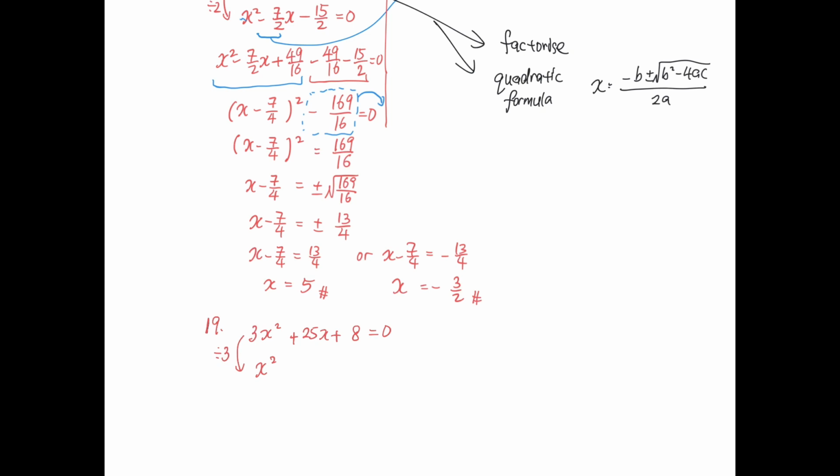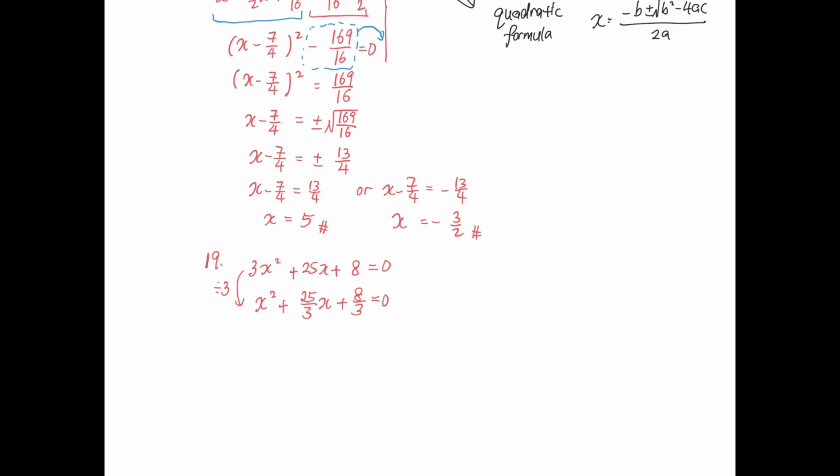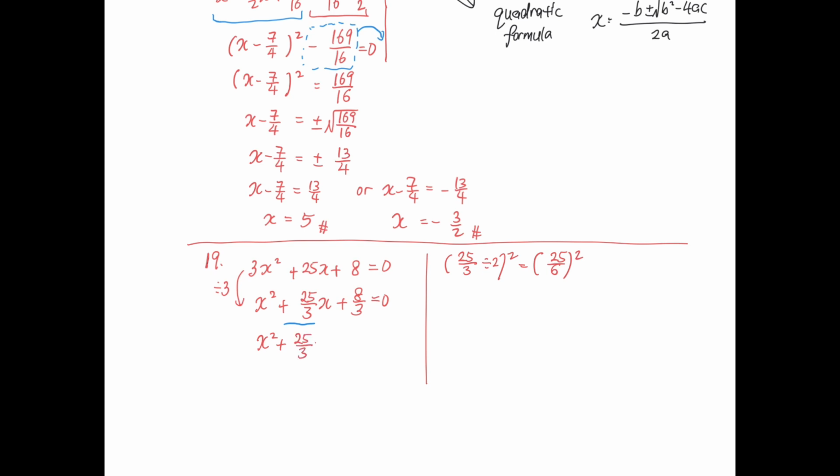Divide by 3. So we get x squared, and then 25 over 3x, and then 8 over 3 equal to 0. Again, if we are doing completing the square to solve it, we need to focus on 25 over 3. We take that value, divide by 2 and square it. So we will get 25 over 6 squared. So x squared plus 25 over 3x, we have to add what? We square this, we get 625 over 36. So we have to add 625 over 36 minus 625 over 36 plus 8 over 3 equal to 0.